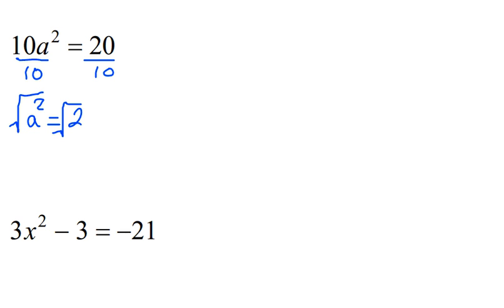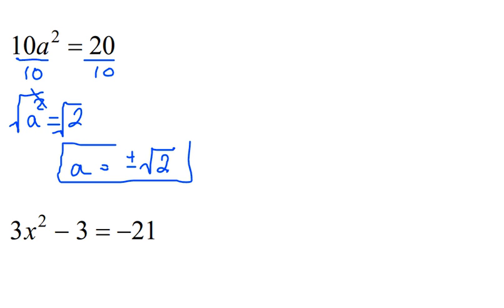Then you're going to take the square root of both sides. Get a equals plus or minus square root of 2. No i, it's not negative, so there's no imaginary component. And 2 is not a perfect square, so that's as simplified as you can get it.